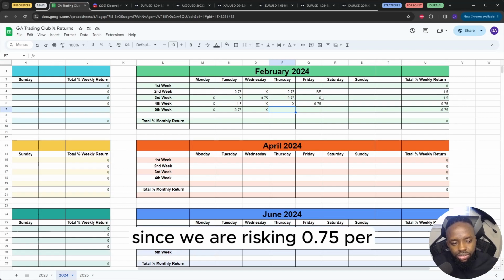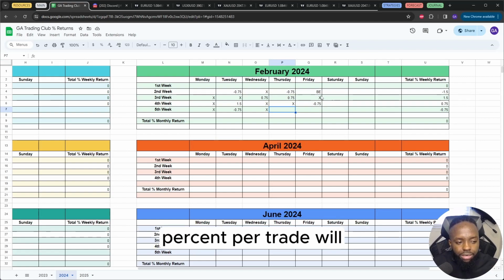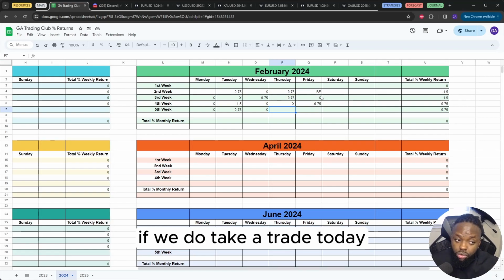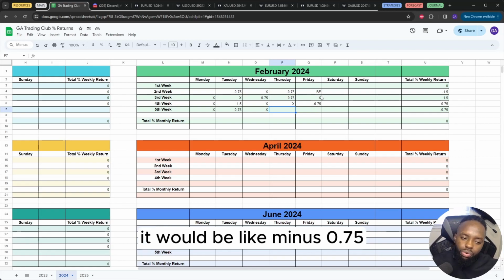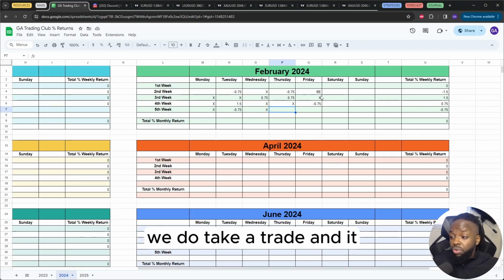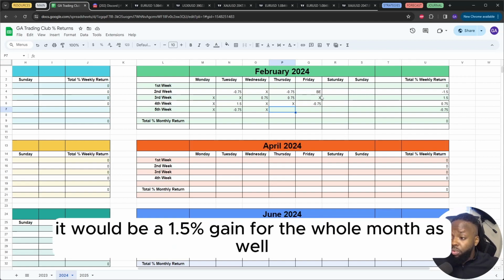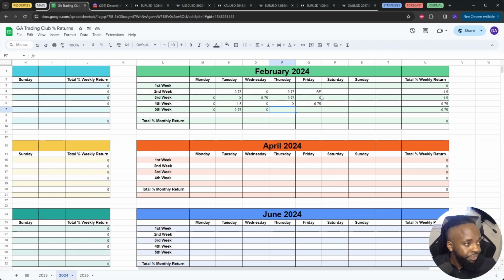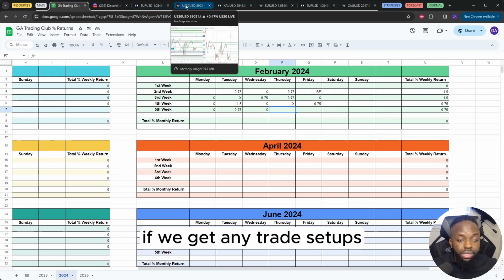Worst case here, since we are risking 0.75% per trade, if we do take a trade today and it ends up in a loss, it would be minus 0.75. If we do take a trade and it ends up in a win, it would be a 1.5% gain for the whole month as well. So we'll see what today brings, if we get any trade setups or if not.